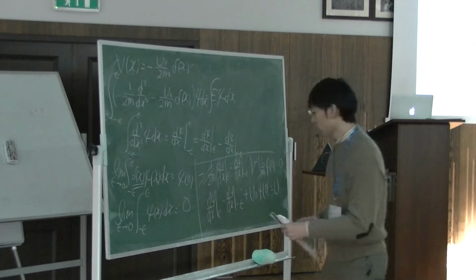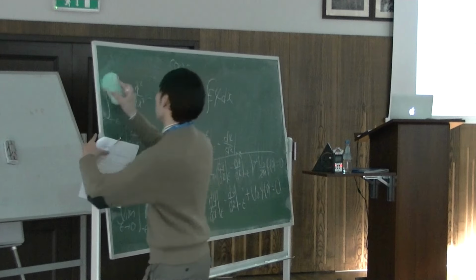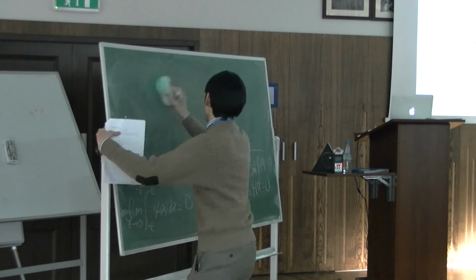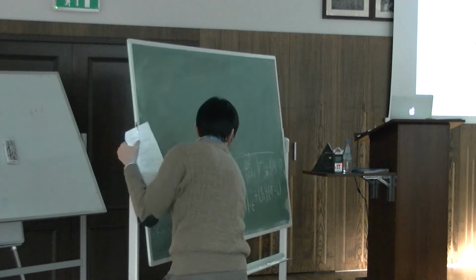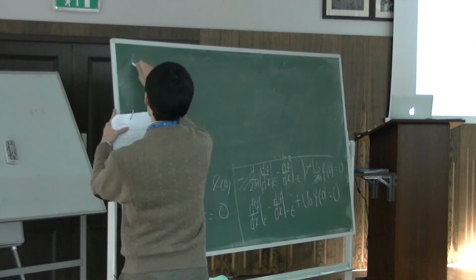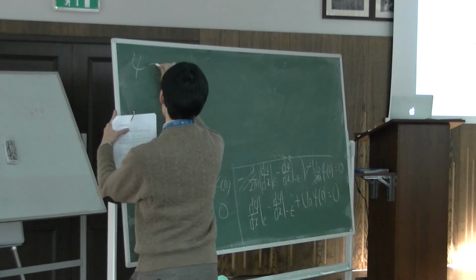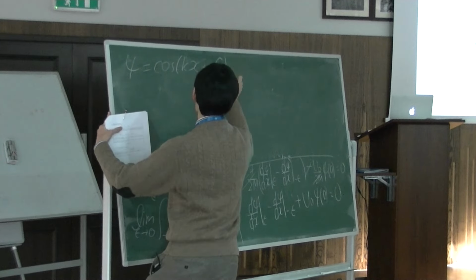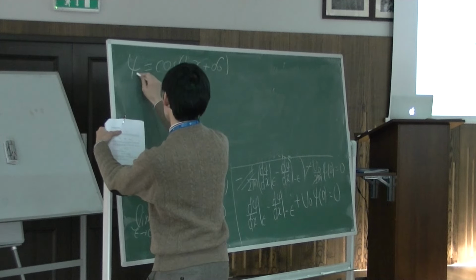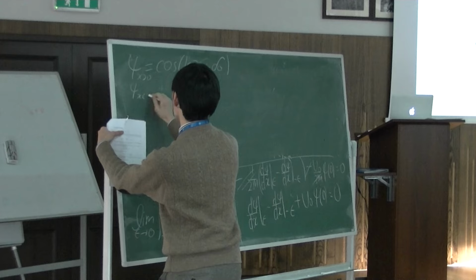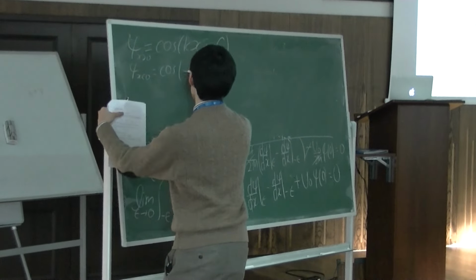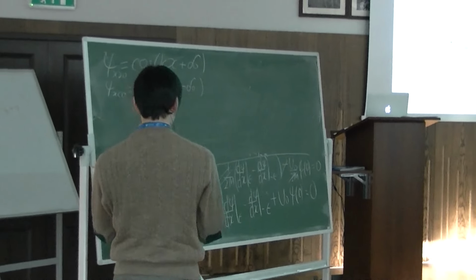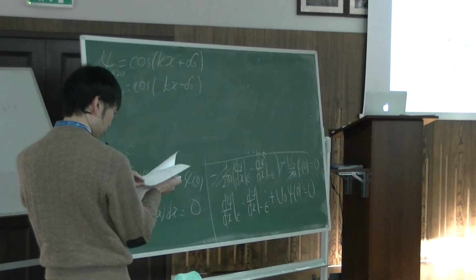And what we want to do here is to find the relationship between the phase shift and the momentum. Therefore, we take the psi function as cosine of kx plus delta 0, and this is the positive energy part, and the negative energy part was cosine of minus kx minus delta 0. This is what I requested in the beginning.